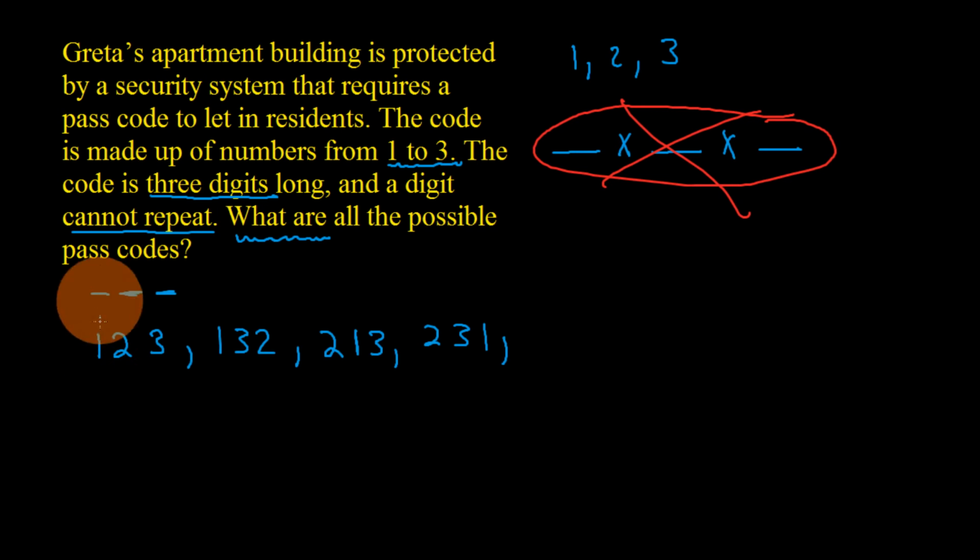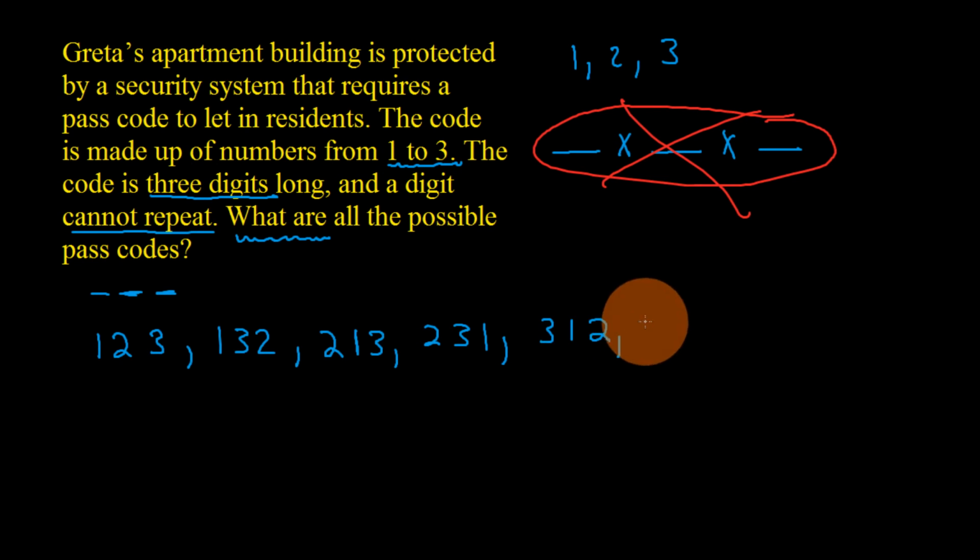So now it's 3's turn to be in the first position. Let's put a 3 down, followed by a 1, followed by a 2, and I can reverse these 2 values, so it could be 3, 2, 1. So these are all of the possible 3-digit passcodes that can be created using the numbers 1 through 3 and not repeating numbers within that passcode. Cool stuff, guys. I'll see you in another problem.